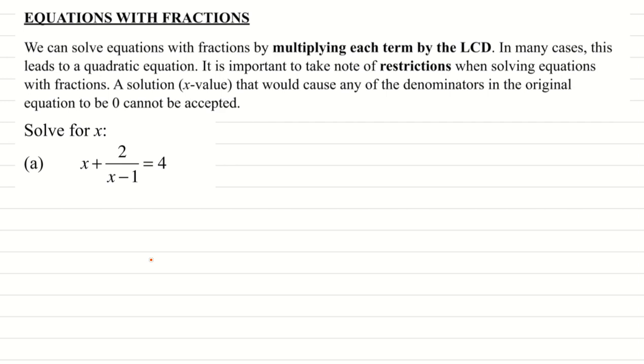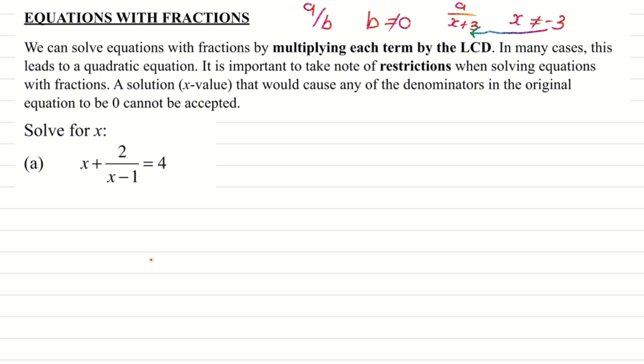In many cases, it will lead to a quadratic equation, meaning there will be multiple answers, two answers. It's important to take note of restrictions when solving equations with fractions. Of course, when we have fractions, let's say a over b, the restriction is that you don't want b to be equal to 0. So whatever will make your denominator 0 needs to be excluded, because otherwise your answer is undefined. So if you have a fraction that says a over x plus 3, then x cannot be equal to negative 3, because if it is, then your denominator is 0 and then your sum is undefined.